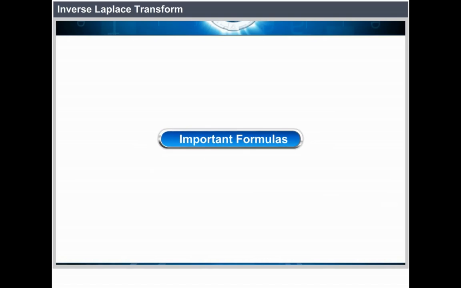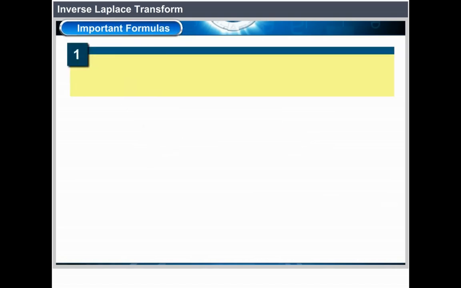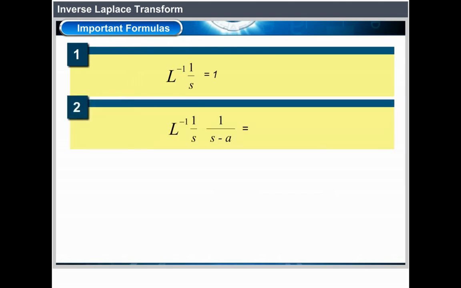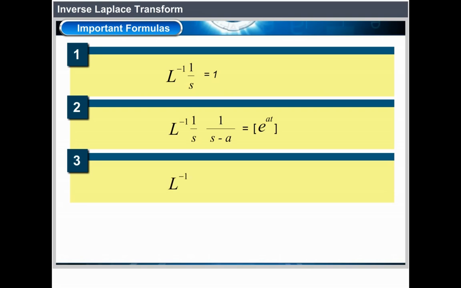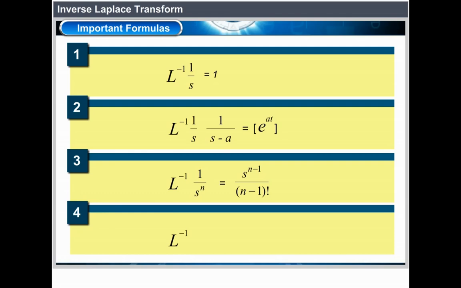Important formulas. We can call it inverse Laplace transform or L inverse; better we read it as L inverse. Number 1. L inverse of 1 by s equal to 1. Number 2. L inverse of 1 by (s minus a) equal to e power at. Number 3. L inverse of 1 by s power n equal to t power n minus 1 divided by (n minus 1) factorial. Number 4. L inverse of s by (s square minus a square) equal to cos h at.